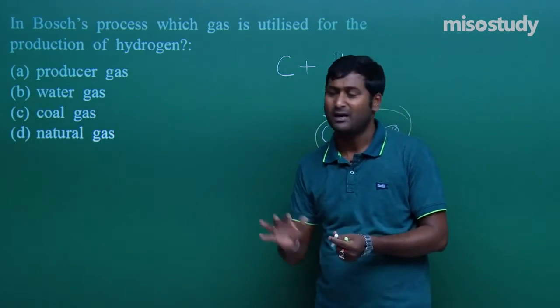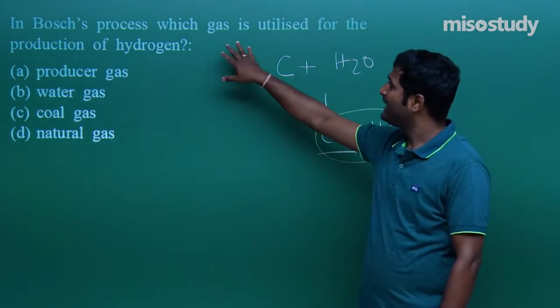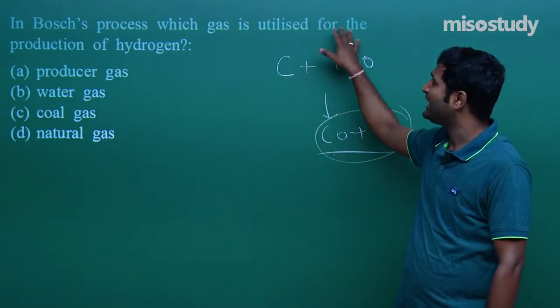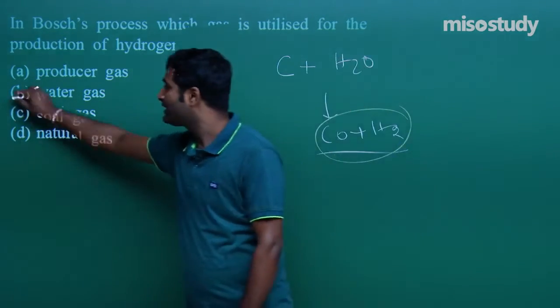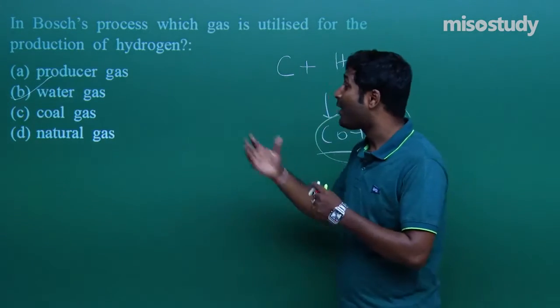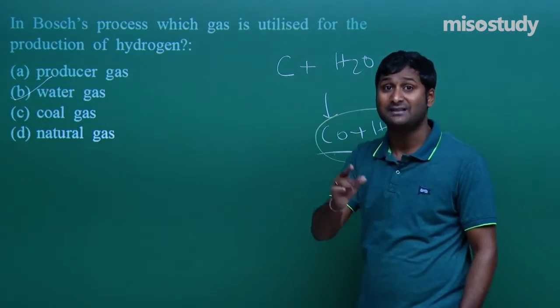This is the concept. The question is very simple. In Bosch process, which gas is utilized for the production of hydrogen? Sir, the answer is water gas. It's very simple. Now how to represent the equation, that's the matter.